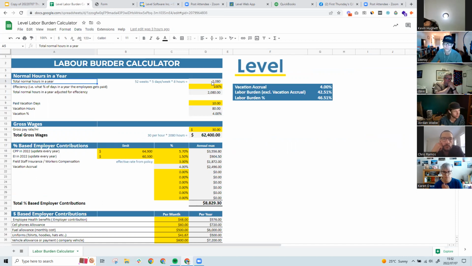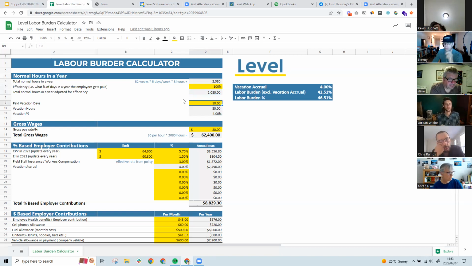So here, we're saying there are 2,080 normal work hours in a year. And I've assumed that, worst case scenario, this employee is 100% efficient. I'm paying them all the time. They're not taking unpaid days off. So that would then become the total normal hours adjusted for efficiency. Now you can change this for efficiency if you assume, okay, maybe the employee only works 4 days a week. Why only pay them for 4 days a week? You can make that adjustment.